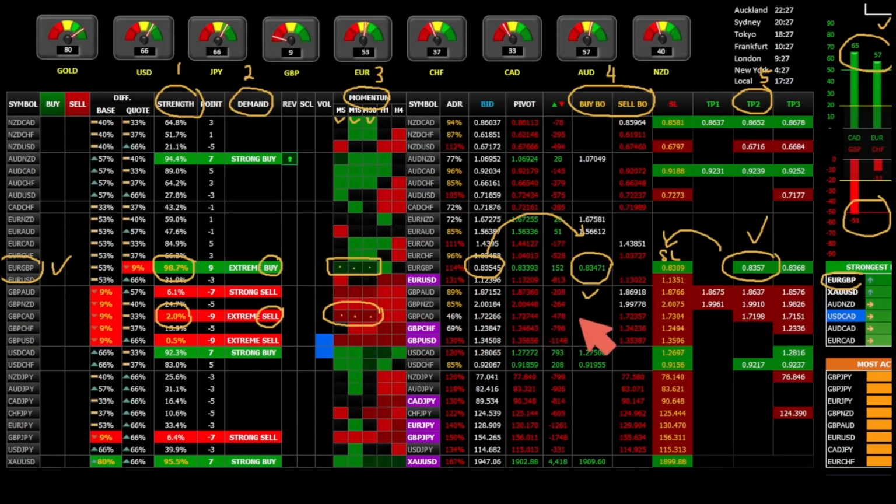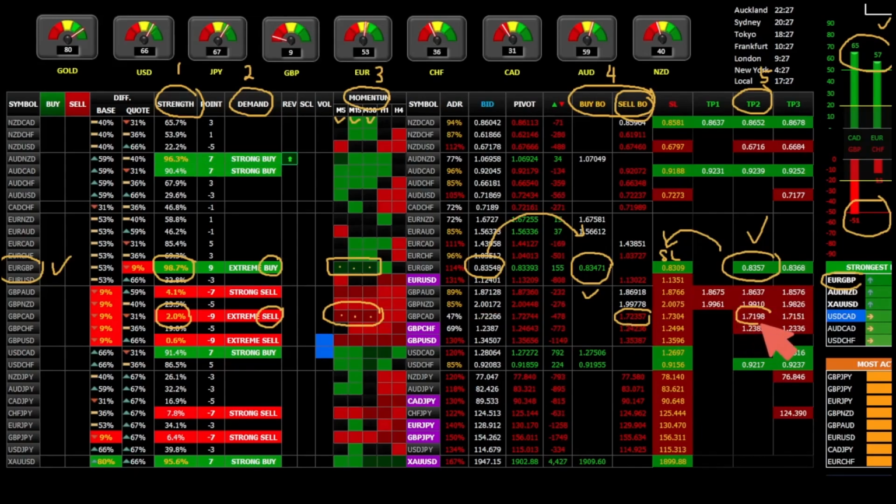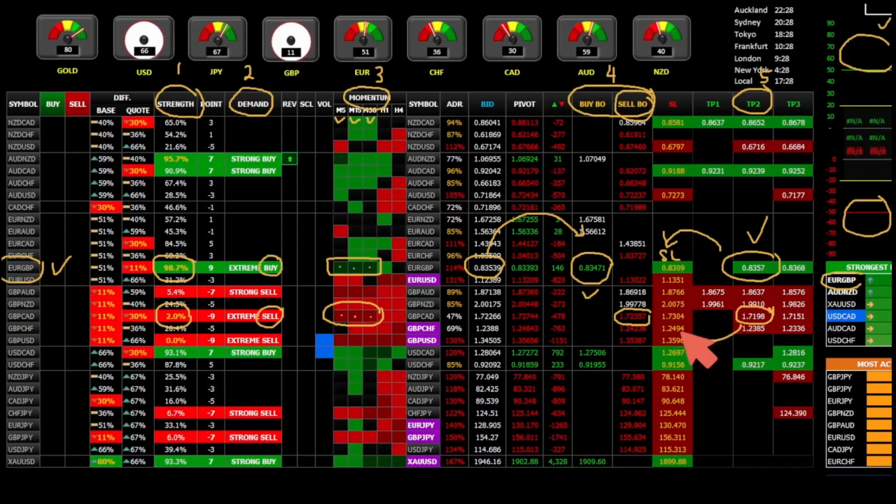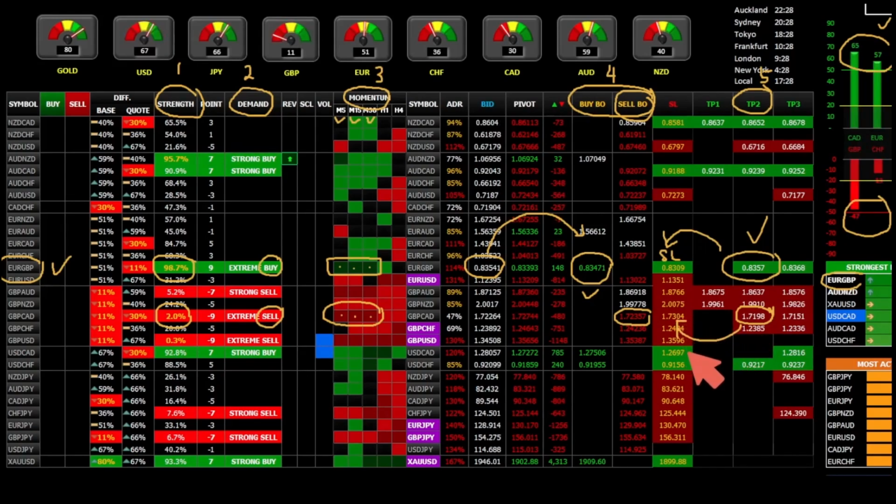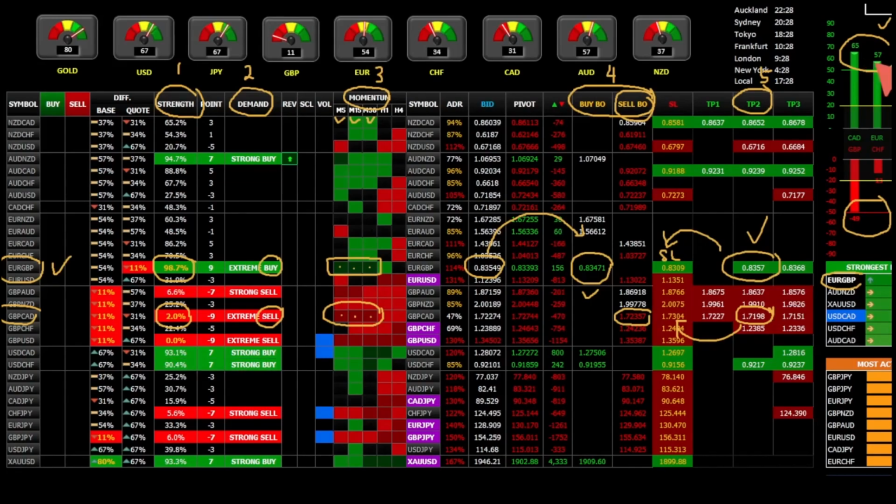Since we are looking for sell, and the bid already broke the sell breakout level, thus, we can take TP2 as our take profit price, and place our stop loss at the given stop loss price. As we can see here, GBP CAD. GBP is at weak level at -50, while CAD is above level 50.